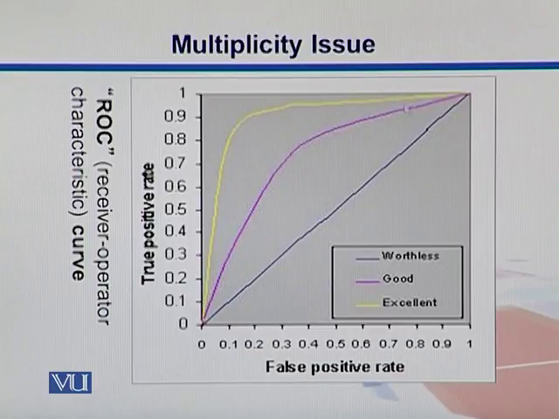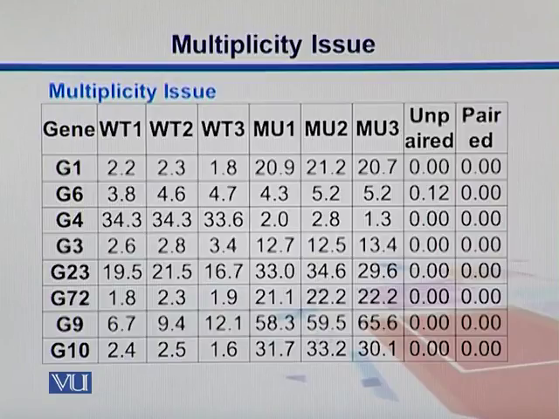In good results, the curve is like this, where this one is a worthless or bad result, where you have an equal true positive rate as compared to the false positive rate. So this is how we do these tests in real life.